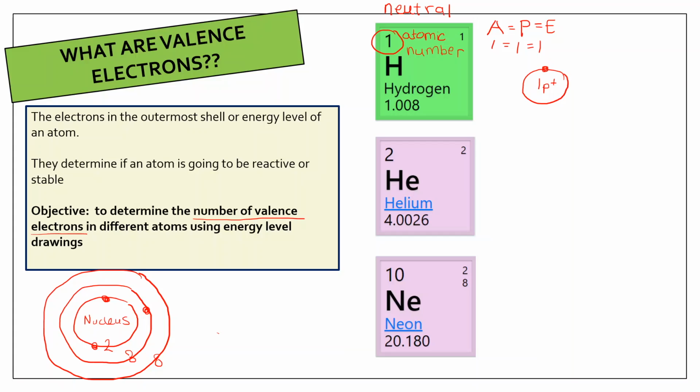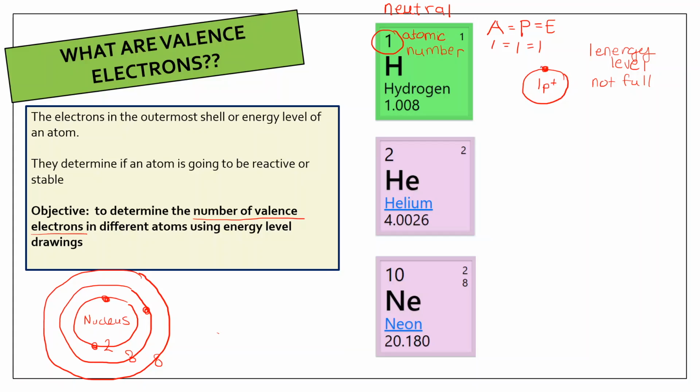So there's 1 electron, and remember this first energy level can hold up to 2, but there's only 1, and this is the only energy level there is. So there is 1 energy level, and there is only 1 electron in it, and that energy level is not full.